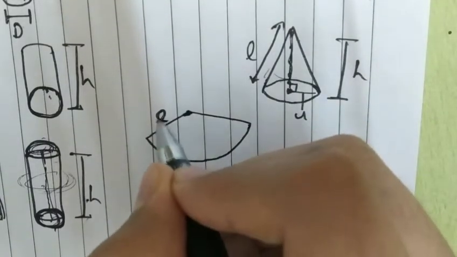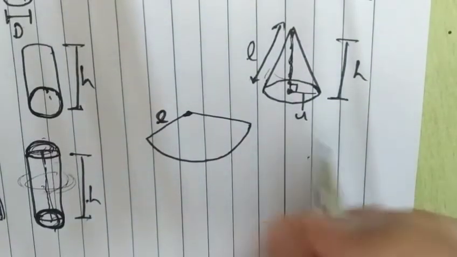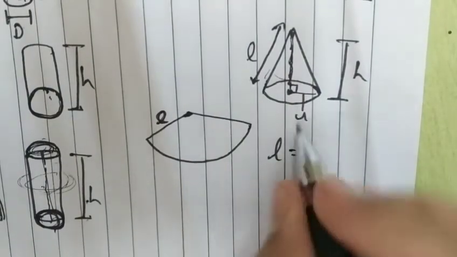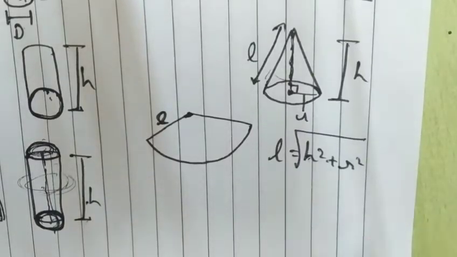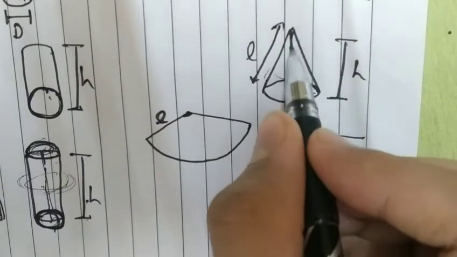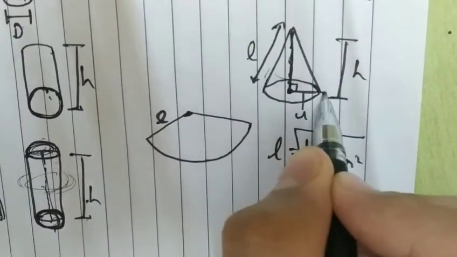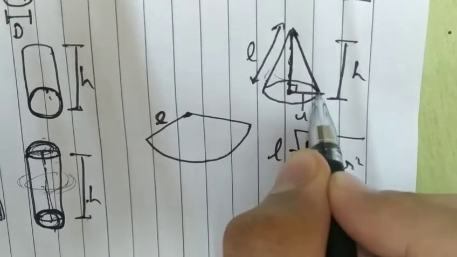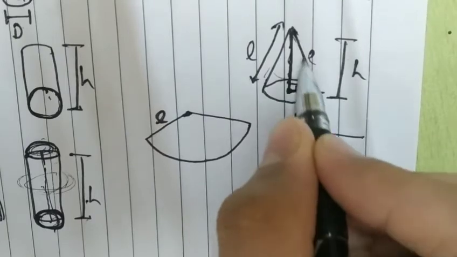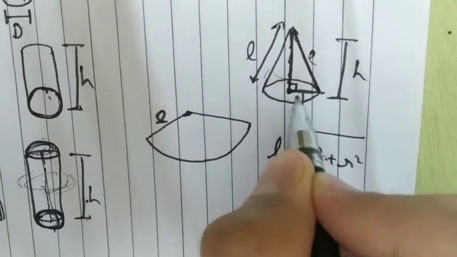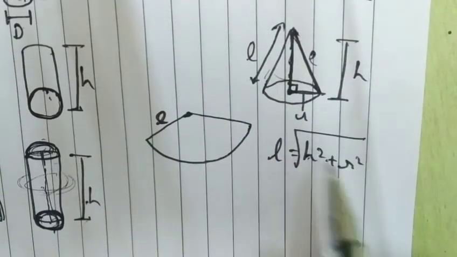Now how to find the L? L equal to root h square plus r square. Why? Because if we see, h is this, r is this, and L lateral surface is this. So now it is looking like a right angle triangle. So we will put Pythagoras theorem. So by this we get the L.